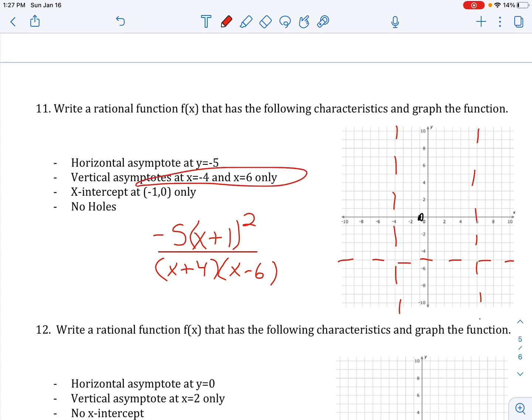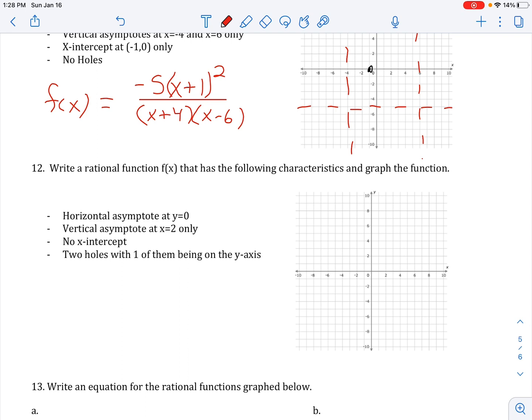I have my vertical asymptotes at -4 and 6. No holes because none of the factors canceled out. And so that could be our equation. I guess it asks us to write it as f of x. So I would say f of x equals that.